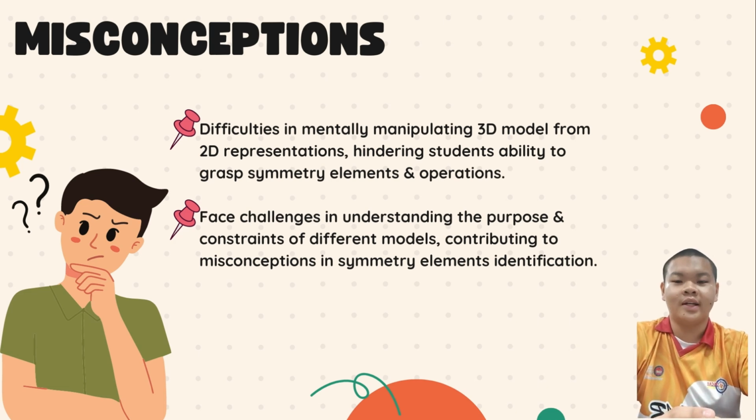Misconceptions in learning symmetry in organic chemistry often stem from difficulties in mentally manipulating 3D models from 2D representations, hindering student ability to grasp symmetry elements and operations. Students may face challenges in understanding the purpose and constraints of different models, contributing to misconceptions in symmetry element identification.